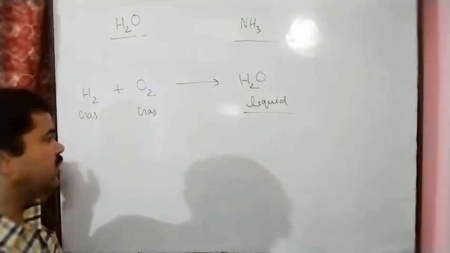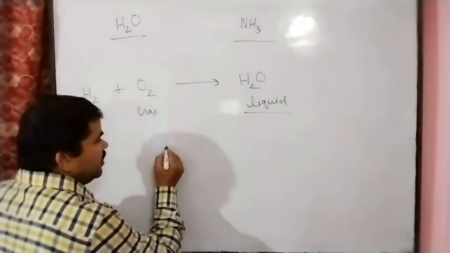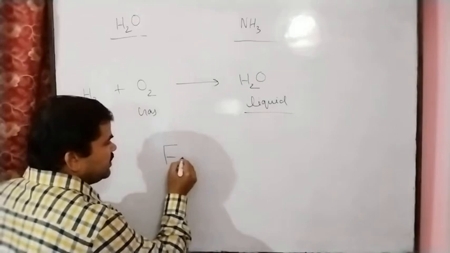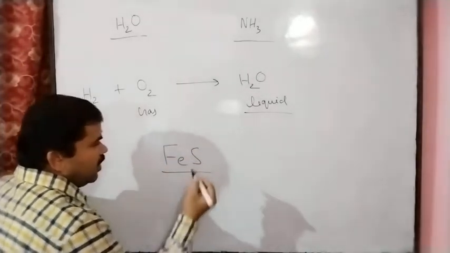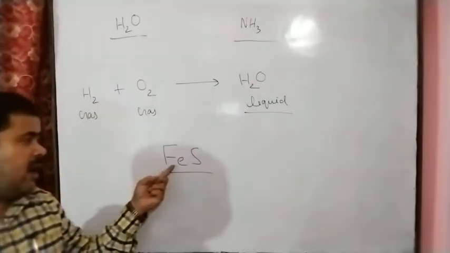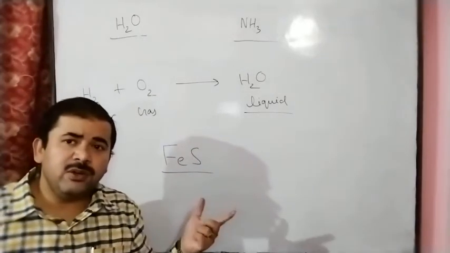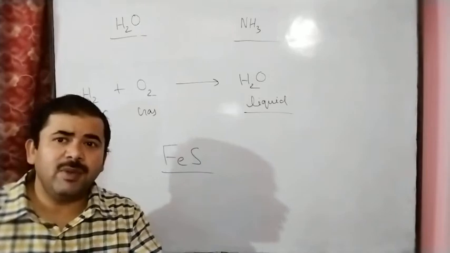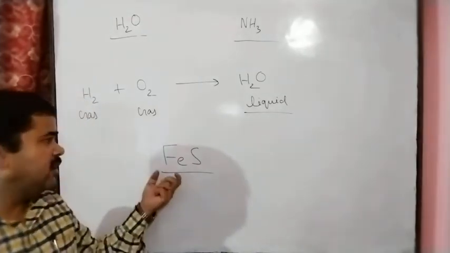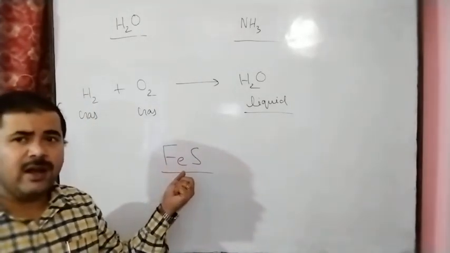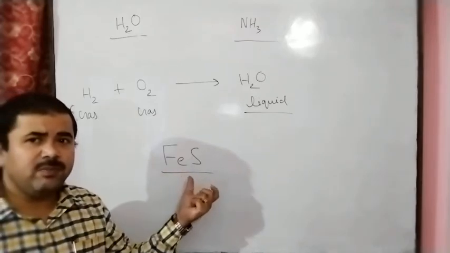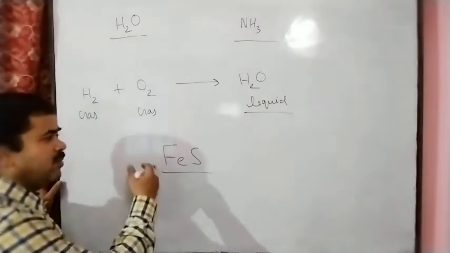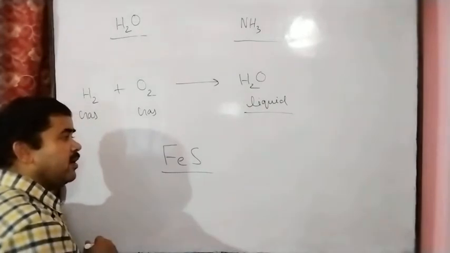One more example for understanding this. Suppose you take FeS. We know very well that iron has the property of being attracted by a magnet. Iron is attracted by the magnet, and also the magnet is attracted by the iron, meaning a magnetic force develops here.